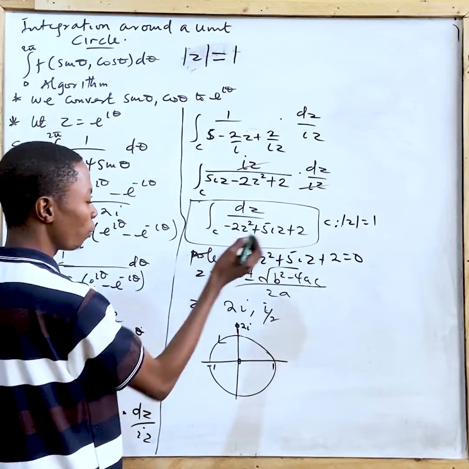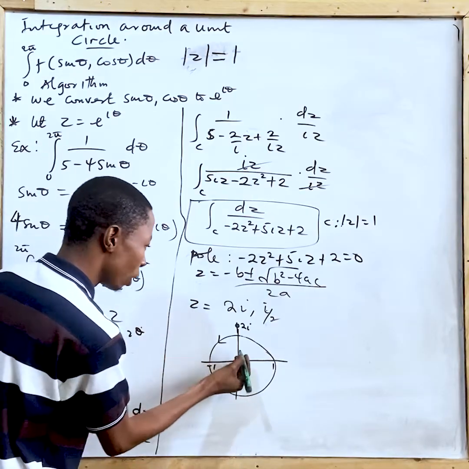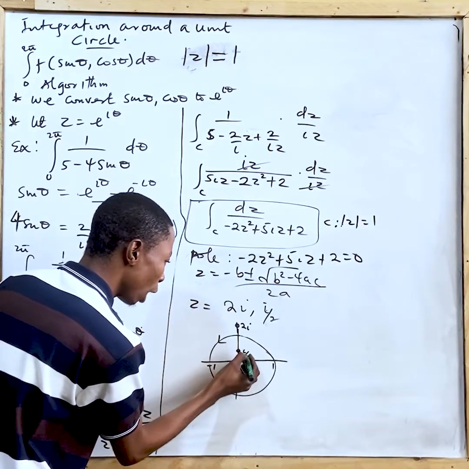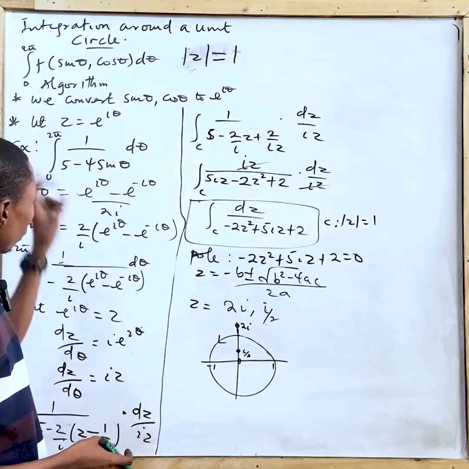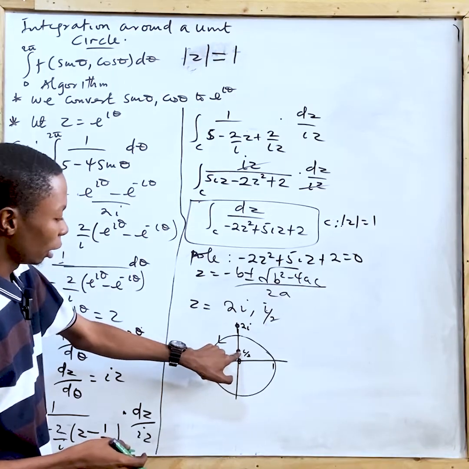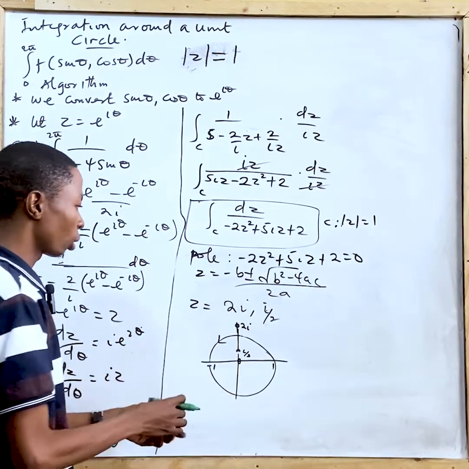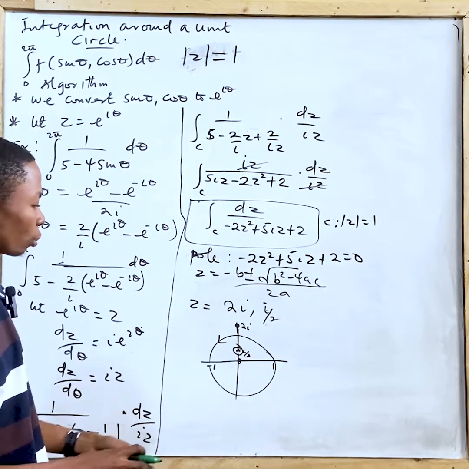The other one, i over 2. That's like 1 over 2 on the y-axis. So 1 over 2 is like 0.5. So that i over 2 will be around here. According to the Cauchy theorem, according to the residue theorem, it's only this i over 2 that is within this closed curve C. Then we only take the residue at i over 2.